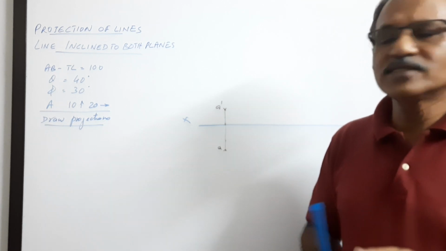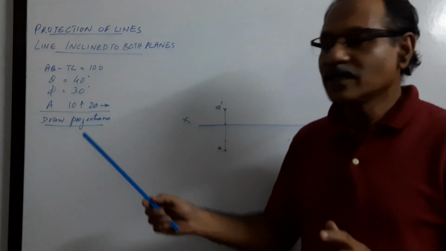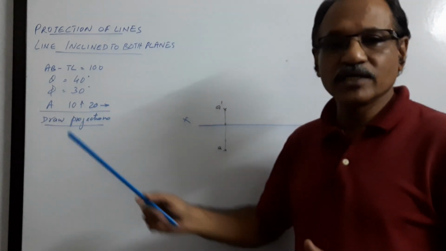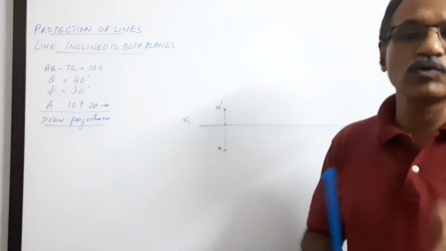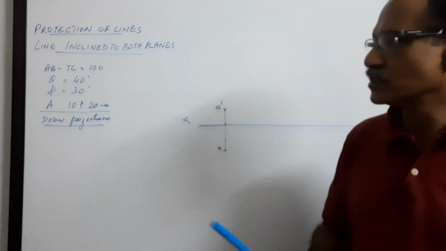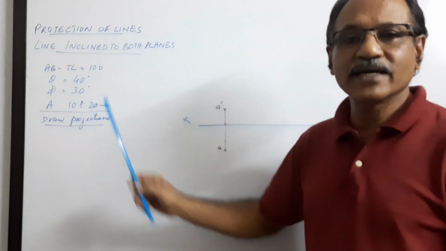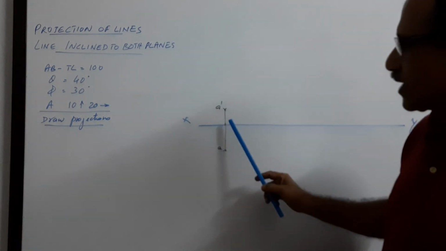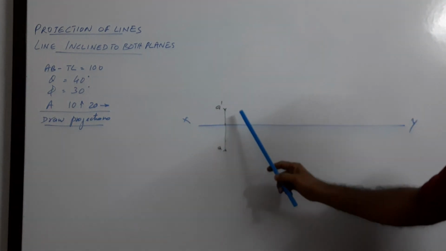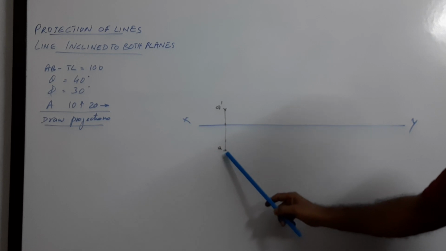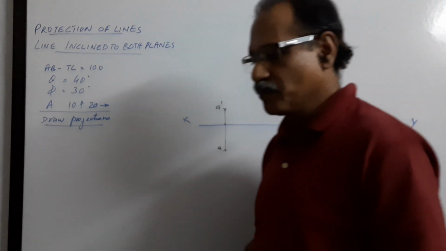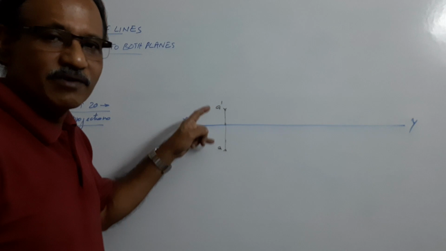Before the first step, the given end is in first quadrant. We will assume the full line in first quadrant. That's an assumption. The first step is to locate the plan and elevation of the given point from the given data. 10 mm above XY, I locate A dash, and 20 mm below XY, I locate A. The plan and elevation of the given point is located.